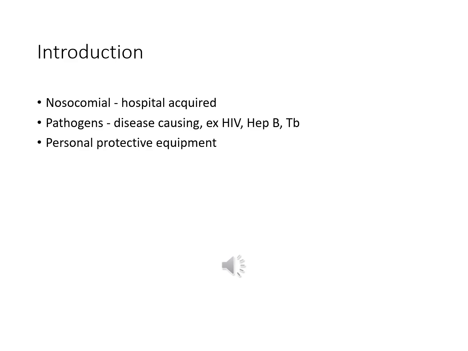Pathogens are disease-causing organisms, so anything that can cause disease. Things that we think of off the top of our head usually are HIV, hepatitis B, TB, which is tuberculosis. And then you have personal protective equipment, or PPE, and that would be anything that is there to protect you as the laboratorian. So your gloves, lab coats, face shields, things like that.